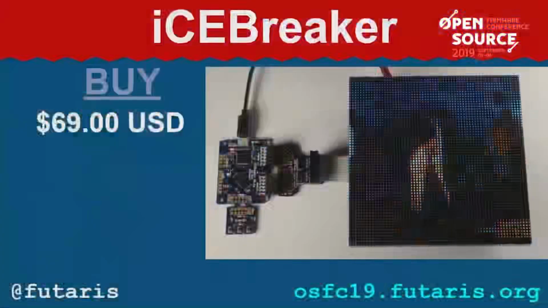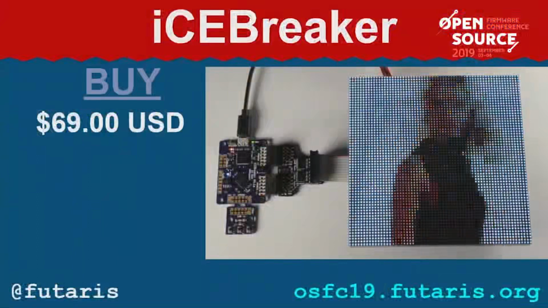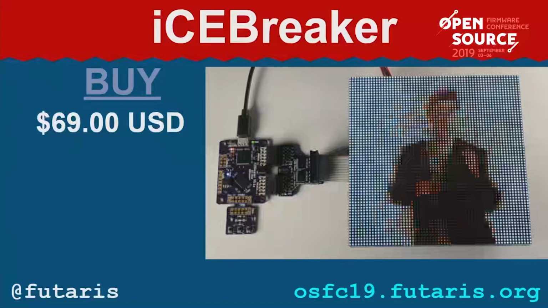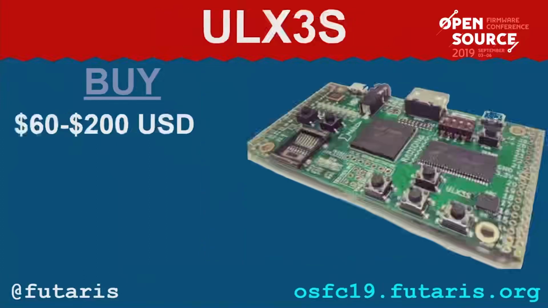iCEBreaker is another FPGA board. Why would you use an FPGA? This is hooked up to an LED panel playing Rickroll. You can buy this for about $70.